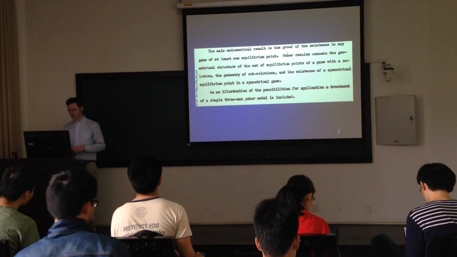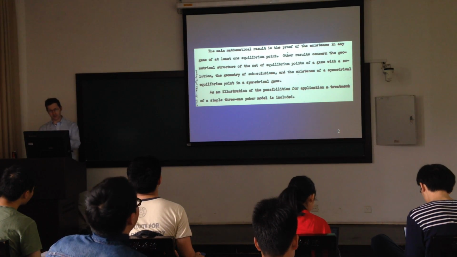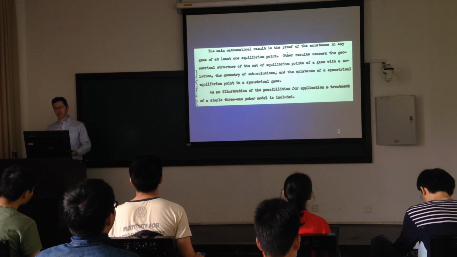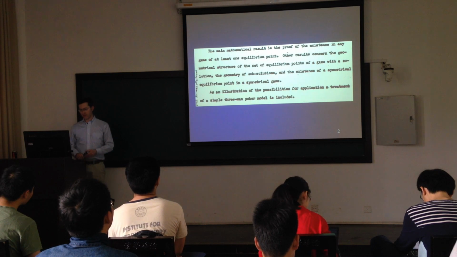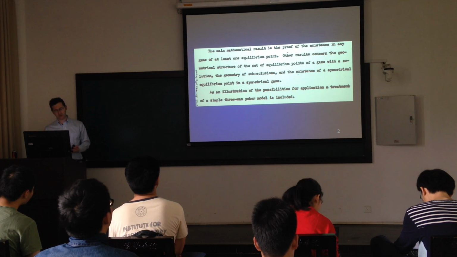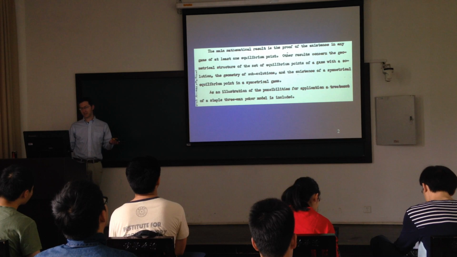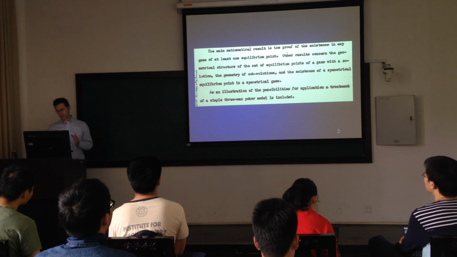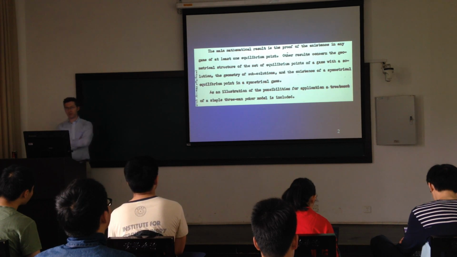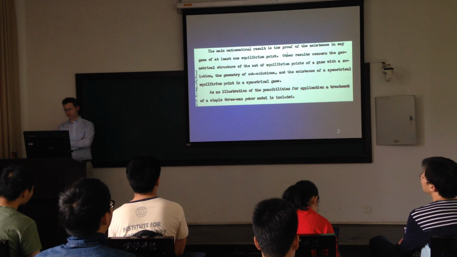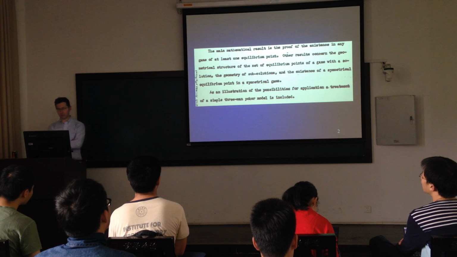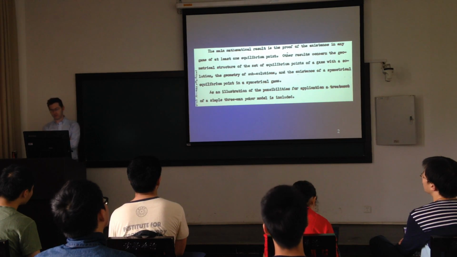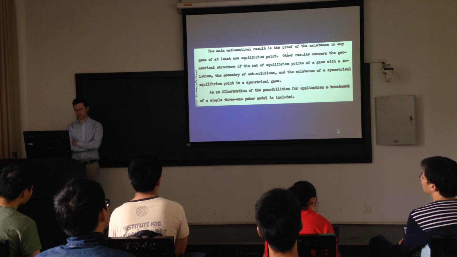I apologize for that. But as an introduction here, I'm going to give a little excerpt from the PhD thesis of John Nash from 1950. This is the abstract of his thesis. Actually, it was only a 20-page thesis. The main mathematical result is the proof of the existence in any game of at least one equilibrium point. Other results concern the geometrical structure of the set of equilibrium points of a game with a solution, the geometry of subsolutions, and the existence of a symmetrical equilibrium point in a symmetrical game.